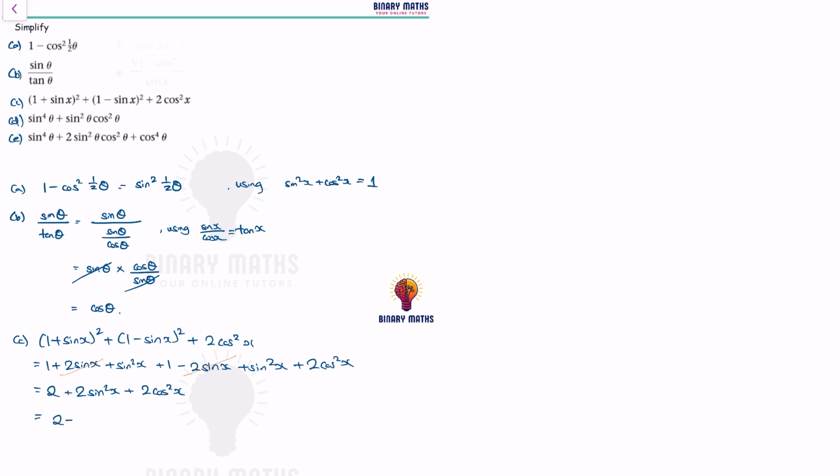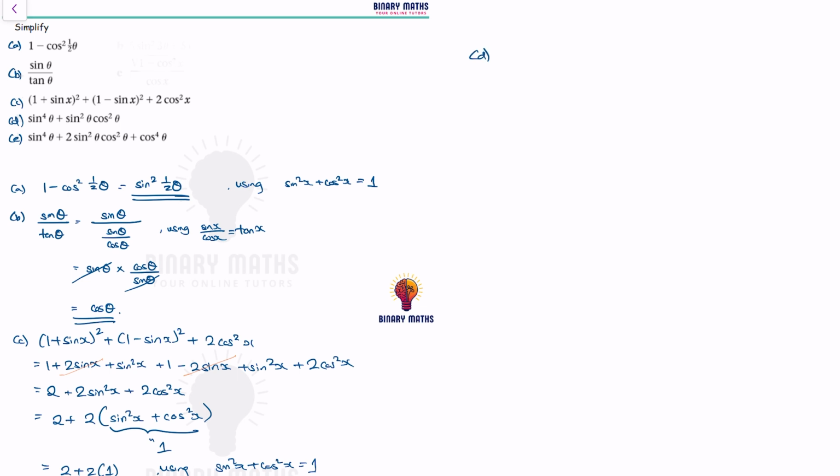Now what I realize is I can factorize the sine squared, 2 lots of sine squared plus 2 lots of cos squared into 2 times sine squared plus cos squared. And I know this is equal to 1. So then I get 2 plus 2 times 1, using sine squared x plus cos squared x is equal to 1, which is just 2 plus 2, which is just equal to 4. So that's the answer for this one, C.